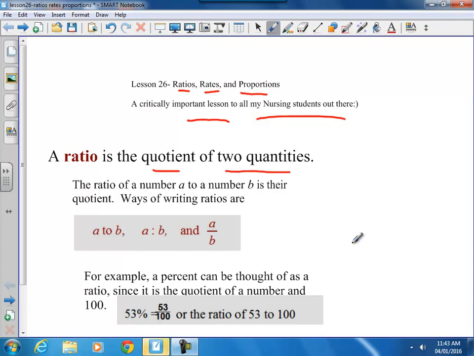So a ratio can be written in three different ways. You can say A to B, you can say A colon B, and you can say A over B, sort of written as a fraction there. All right, well, if it's the quotient of two quantities, I can physically write it as a quotient or a fraction, but I can also write it these other ways.